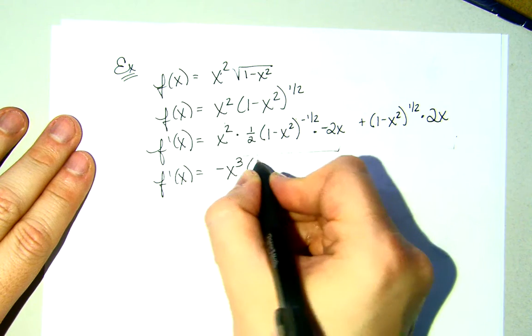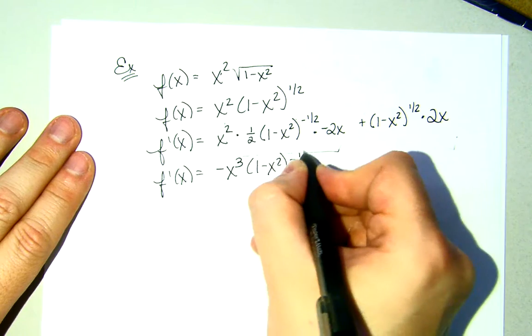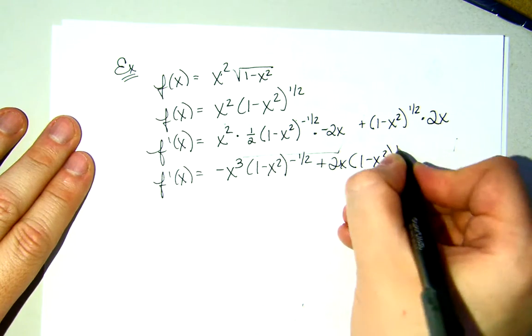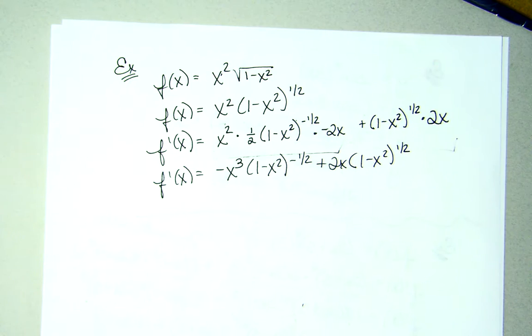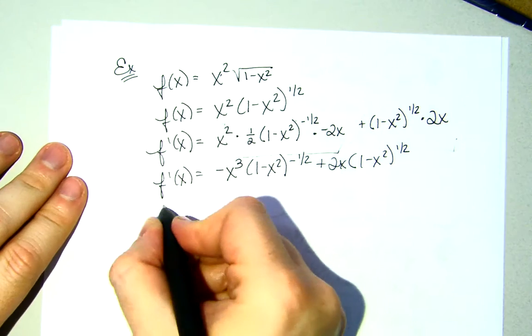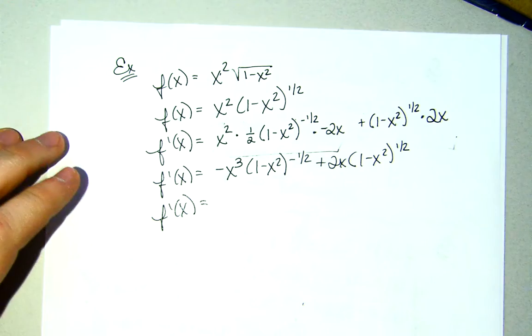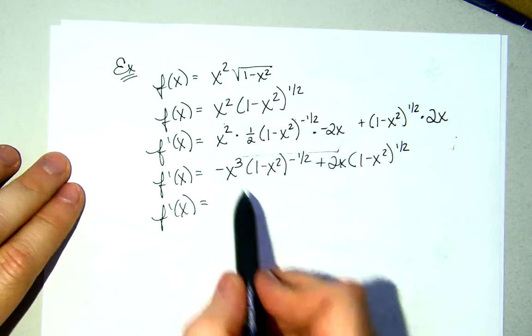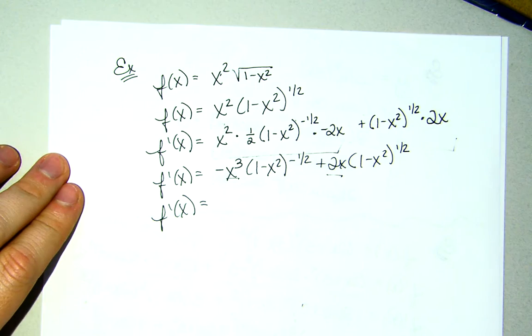Maybe negative x to the third times 1 minus x squared to the negative 1/2 plus 2x times 1 minus x squared to the 1/2. I think. Is anyone with me? Questions? GCF stuff. X cubed, 2x, what's coming out? X cubed, 2x, x.